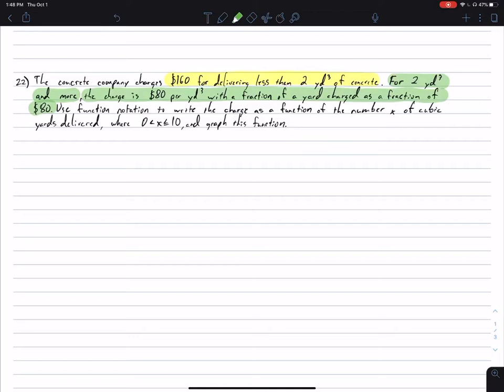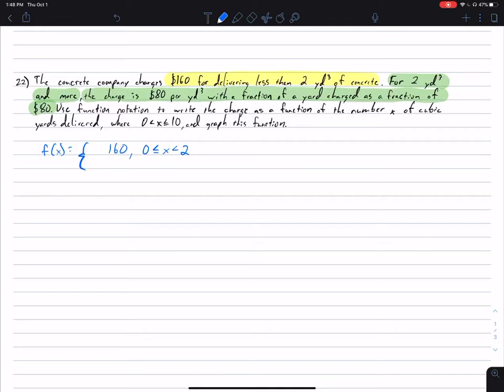So we're not going to order more than 10 cubic yards, and then we're going to be asked to graph this function. So let's call this f of x. We're going to look for a function f of x, and then we're going to come up with some kind of piecewise function here. So the first part of this is that we're charged $160 for delivering less than 2 yards cubed of concrete. So no matter what, it's $160 for anything from 0 to 2 yards.